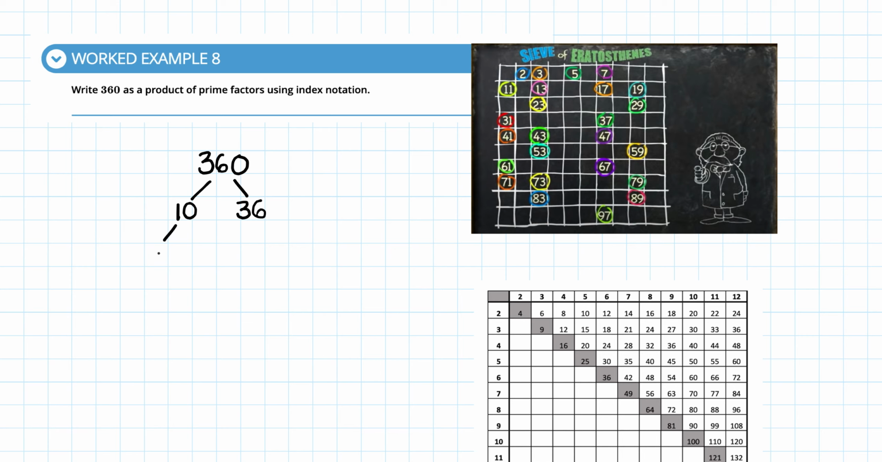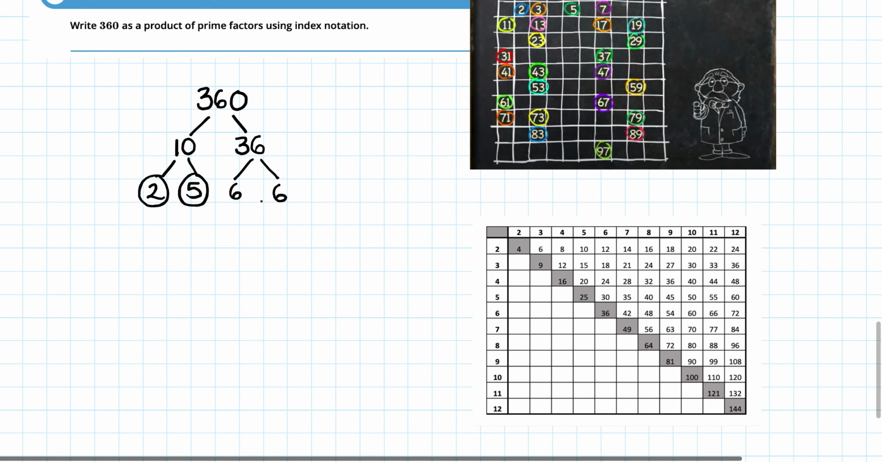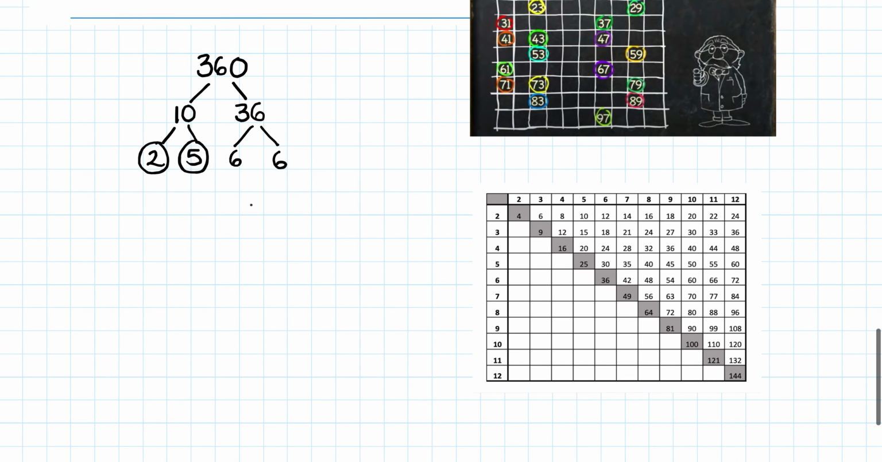So on 10, I'm going to divide it by 2, and I obtain 5. So 2 times 5 is equal to 10, and both of these are prime numbers, so I circle both of them. Then I'm going to go with 36. I know that I can divide it by 6, and I obtain 6. So 6 times 6 is equal to 36. 6 is not a prime number, and I know that because it's an even number. The only even number that is prime is 2.